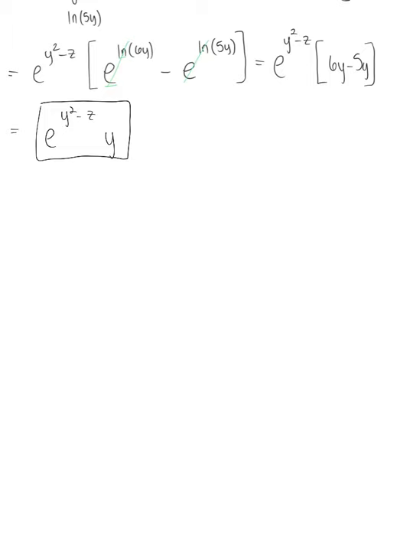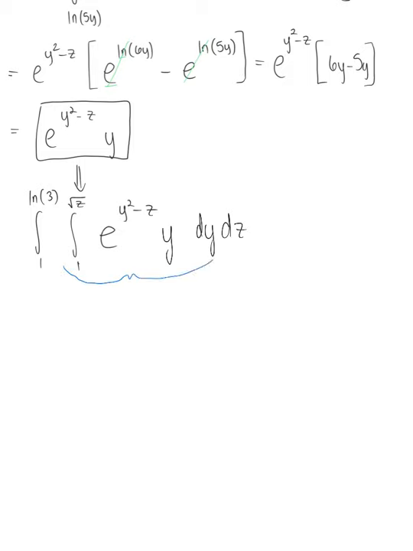We now substitute this back into the given triple integral. This is now the integral from 1 to the natural log of 3 of the middle integral, which is the integral from 1 to the square root of z of the natural exponential raised to the y squared minus z multiplied by y dy, dz. So we have reduced the triple integral to a double integral, and the next thing we need to do is evaluate our middle integral.